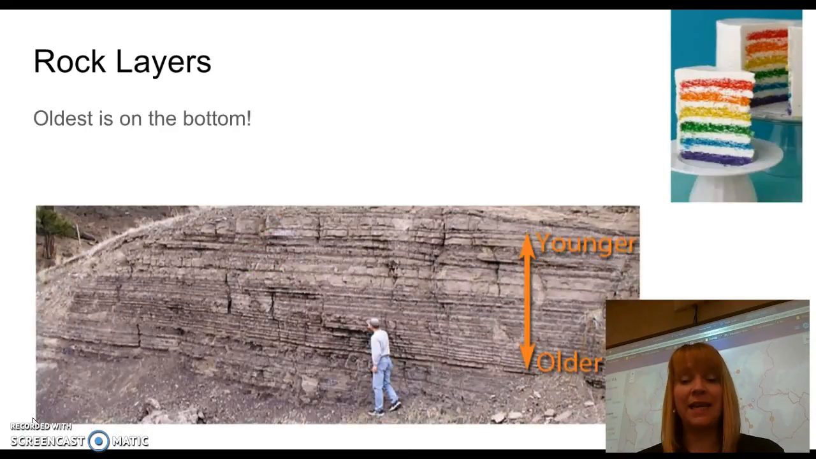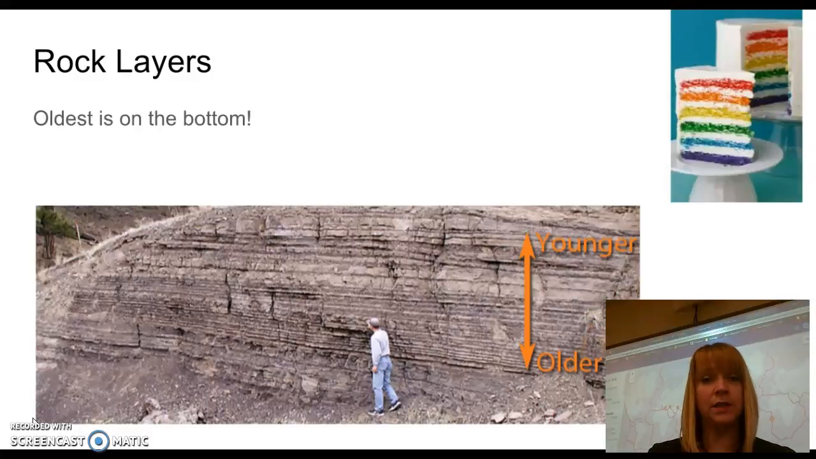So the first idea that geologists may look at is the principle that the oldest is usually on the bottom. So the principle of original horizontality and superposition. So horizontality means that the layers are laid down horizontally. Okay, so think about a layered cake. So you have the first layer, you put the frosting down, the next layer, and so on and so forth.